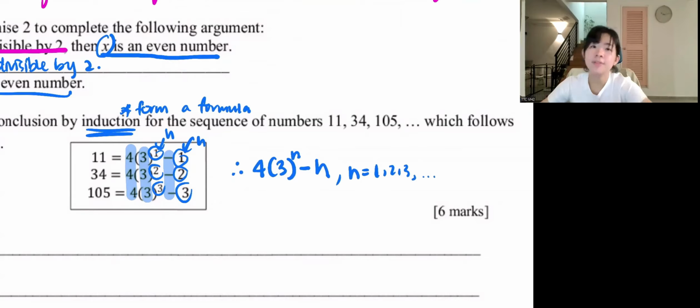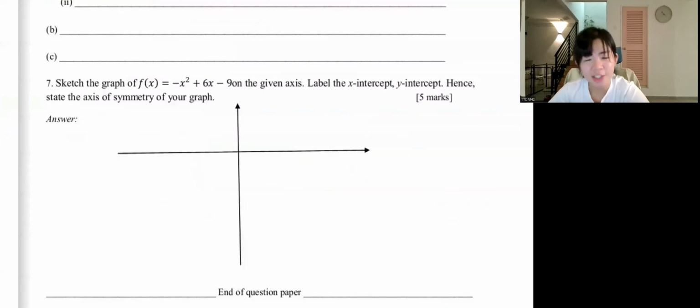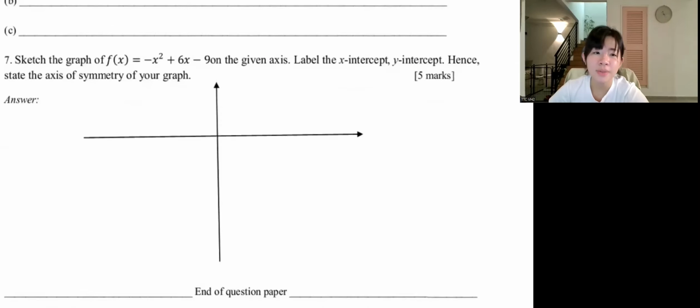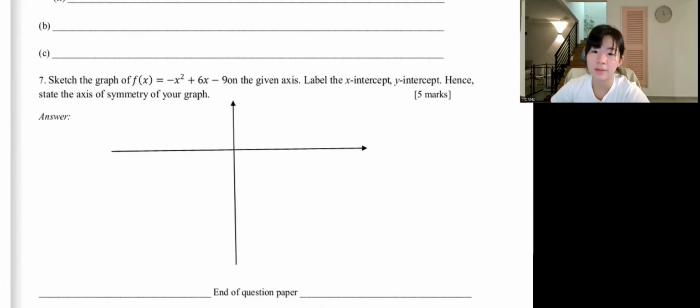Okay, number 7. Sketch the graph. We seldom do sketching graphs for quadratics when you're in Form 5. Usually sketching will be in Form 4. You do a lot in Form 4 quadratic. Now it's a good time to do some revision. So you need to sketch a graph for this one in a given axis.